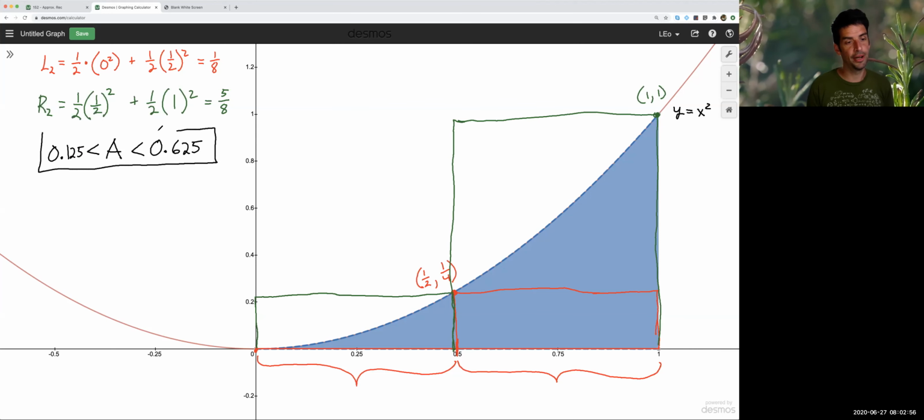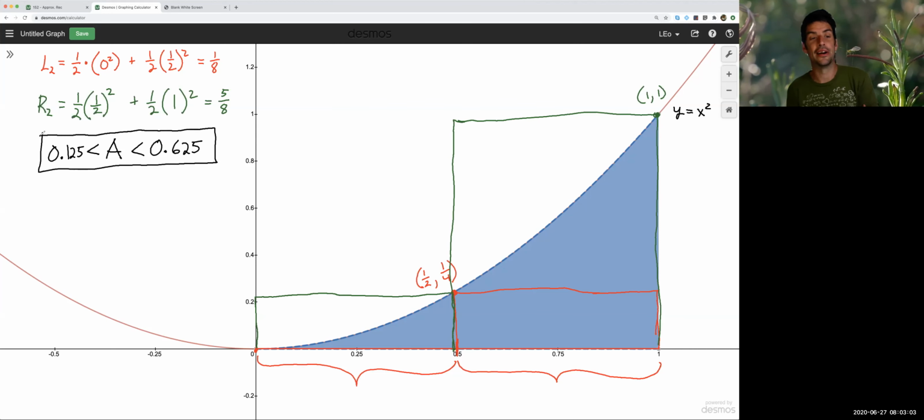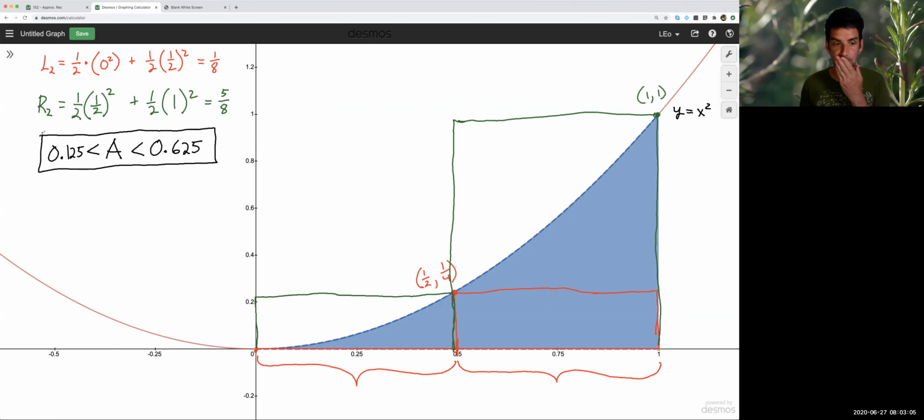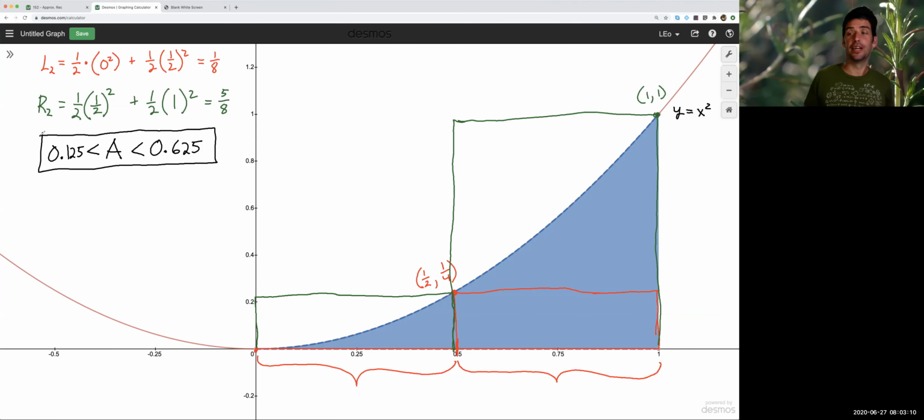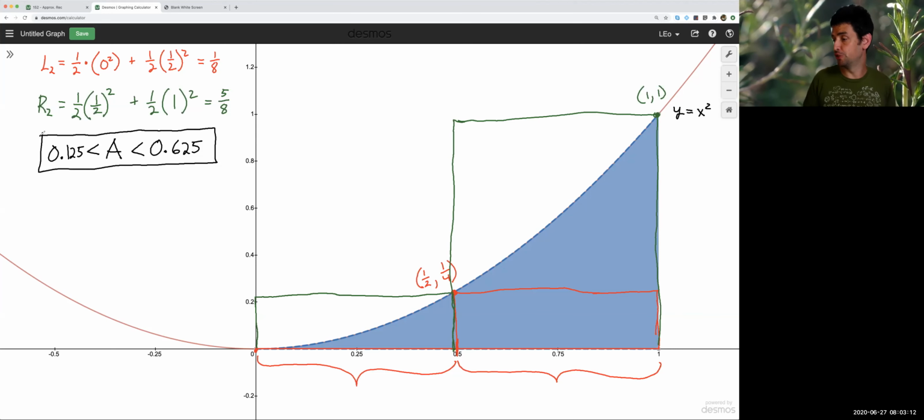Right, so that's kind of our first result here. We've got an approximation. In fact, we've got a region, an interval of approximation where we can say the area is between these two values. Great. Okay, this is our process. This is a very simple version of our process, but this is the process.